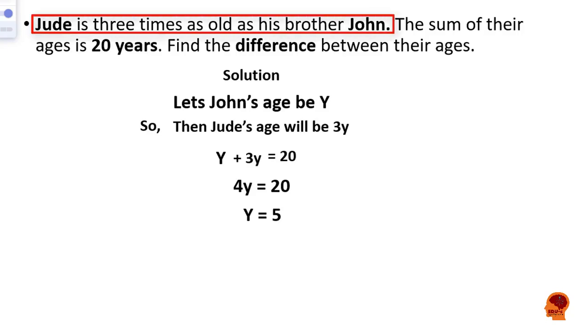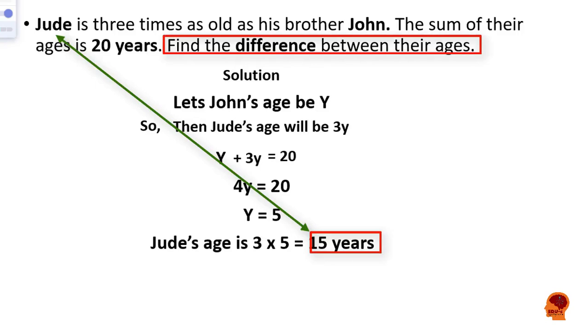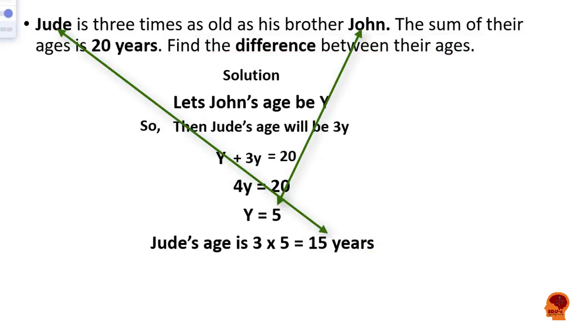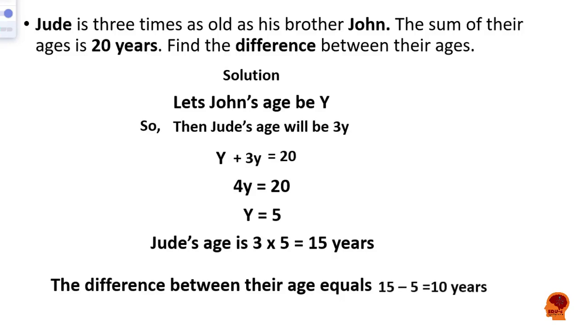Now it says Jude is 3 times John's age. So we're going to multiply 3 by John's age, and then we have 15 years. Very simple. Now do not forget, it says find the difference between their ages. If John's age is 5 years and Jude's age is 15 years, we find the difference by subtracting. 15 minus 5 is 10 years.